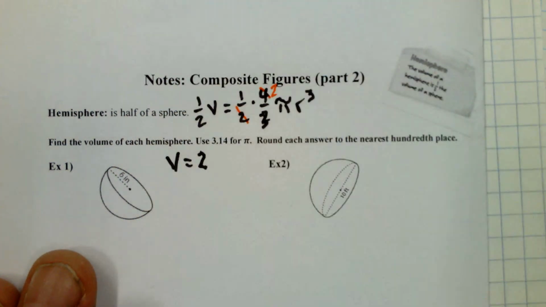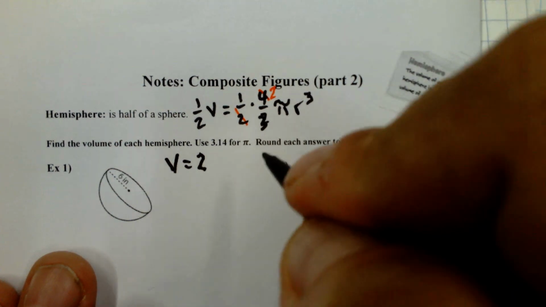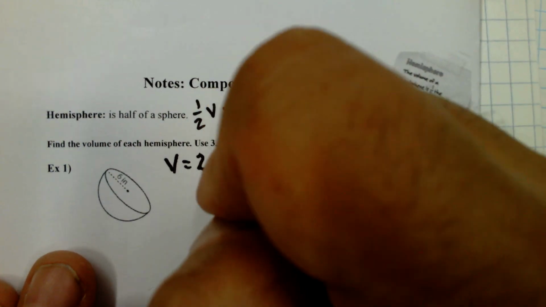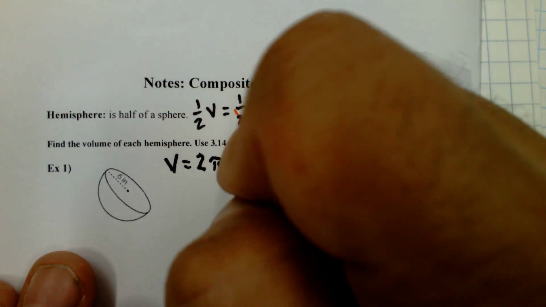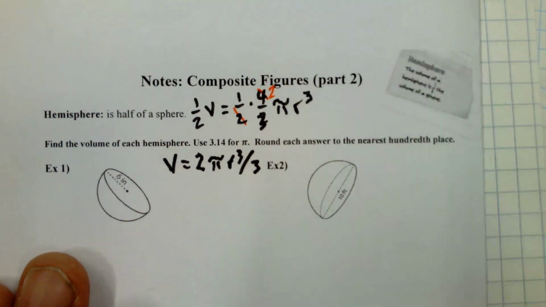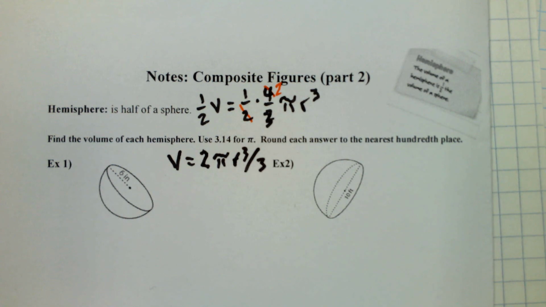I'll do the calculator friendly version, 2 times pi radius cubed divided by 3. So that's what we're going to use to find a hemisphere's volume. It's literally just half the volume of a sphere. All right. So here we have a hemisphere. Its radius is 6 inches. Let's find it in terms of pi, then use 3.14 to get the approximate one, okay?